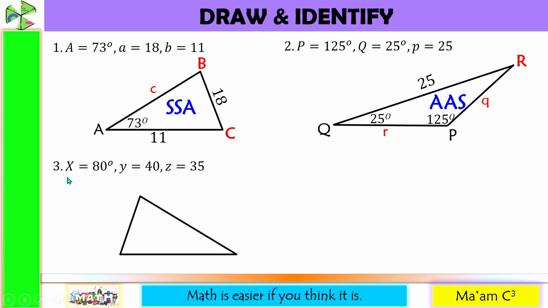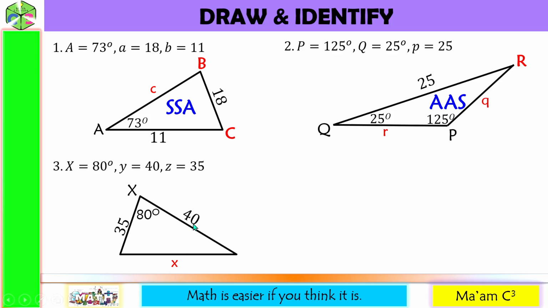Angle X is 80 degrees. Let me put it here. Then I have side Y equals 40. Let me put it here. And side Z equals 35. I'll put it here. This side is opposite angle X, so therefore this is side X.